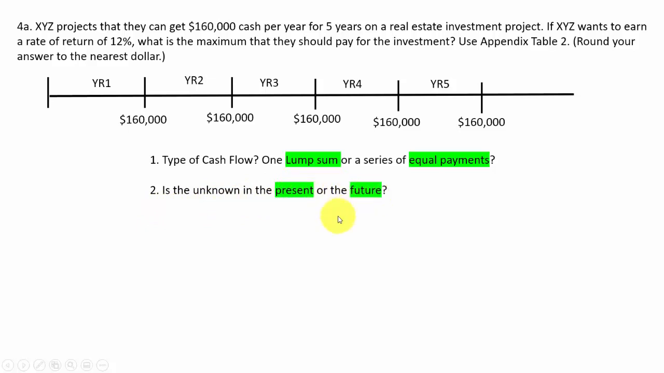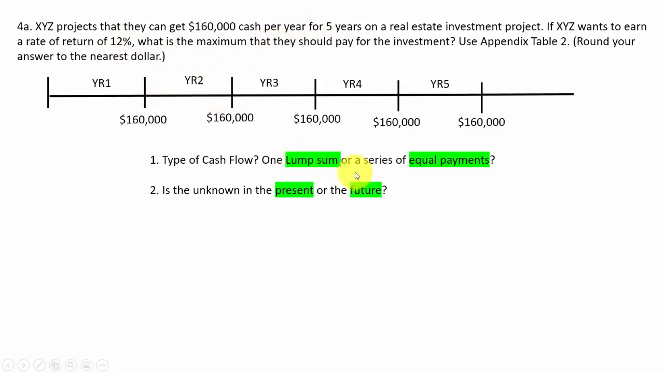So let me review this one more time. They're trying to look at an investment. They want to buy this piece of real estate, and this is how much should they pay for this real estate if they think it would be giving them a 12% return for 5 years.